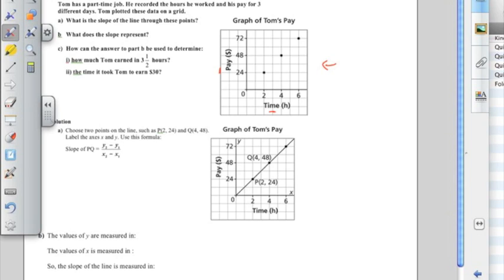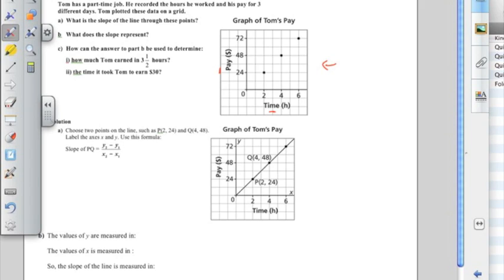Okay, so just like you learned in Chapter 5. They have, looks like 3 questions they'd like us to answer. What is the slope of the line through these points? That's question A. The second question is, what does this slope represent? And question C, it's a 2-parter. It says, how can we use the answer in part B to determine how much Tom earned in 3.5 hours, and also how long it would take Tom to earn $30.